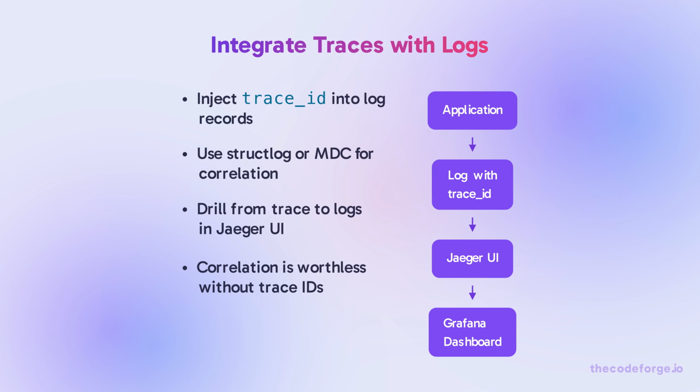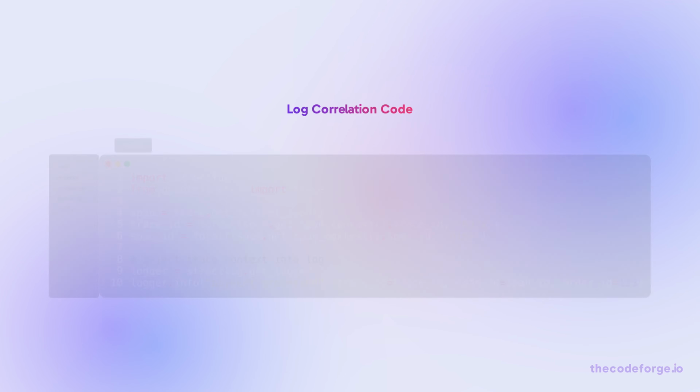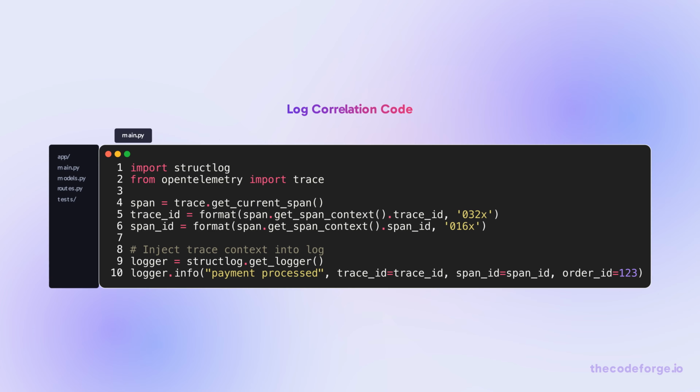The true power emerges when you correlate trace IDs with log entries. OpenTelemetry enables trace ID injection into log records. A common pattern: when a latency alert fires, grab the trace ID and open Jaeger. This code extracts the current trace and span IDs and injects them into structured logs. This allows you to jump from a log entry to the corresponding trace in Jaeger.